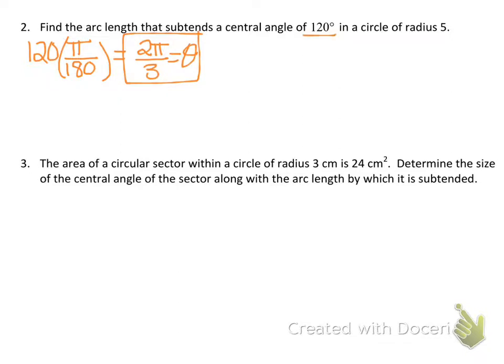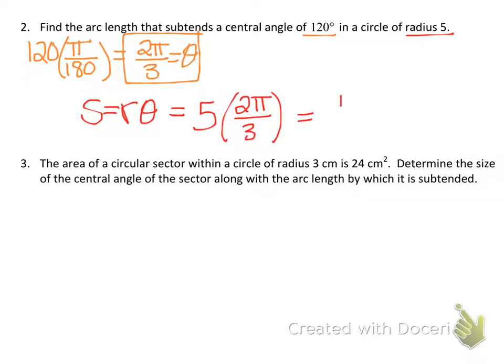So for arc length, we have S equals R times theta. So S is going to be equal to our radius, which was told to us, which was 5, times that new radian theta. And we have an arc length of 10 pi over 3.